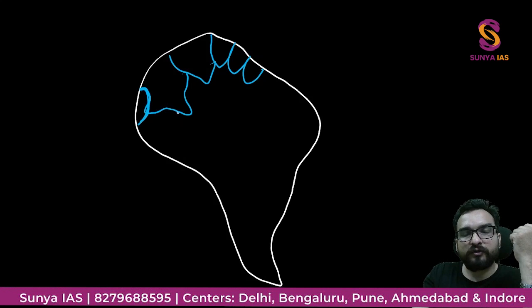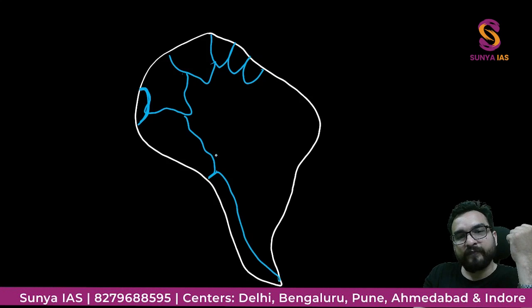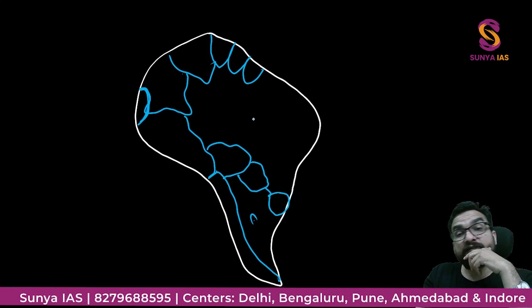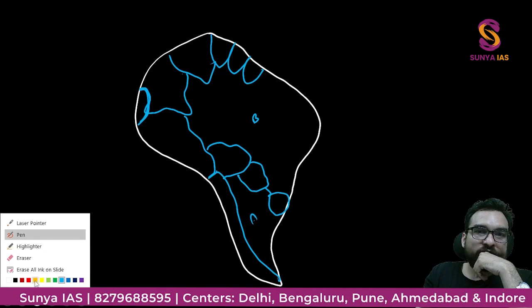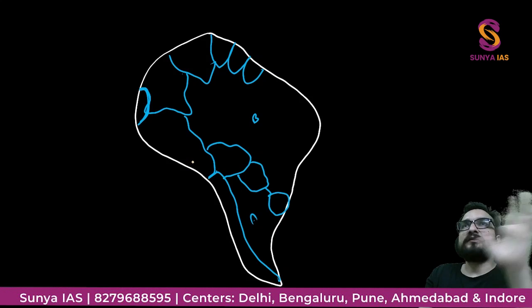This is Ecuador. This is your Chile. Sorry, this is your Peru, Chile, and this is your Bolivia. This is your Paraguay, and this is your Uruguay, not touching each other. This is your Argentina. This is your Brazil. I am just asking you first of all to write down the capitals.